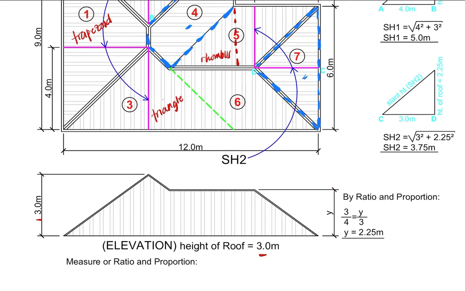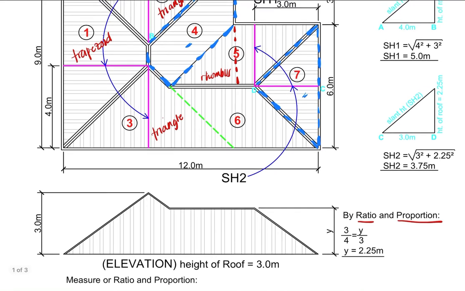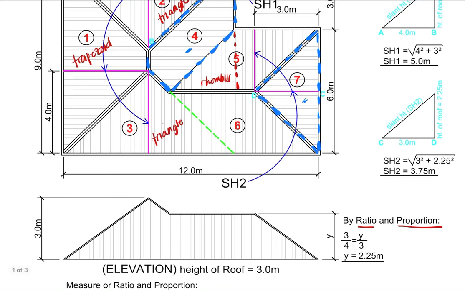If you don't have the elevation, you can also solve this using ratio and proportion. So by ratio and proportion, you have this similar triangle. This length is equal to this length, that is 3 meters.